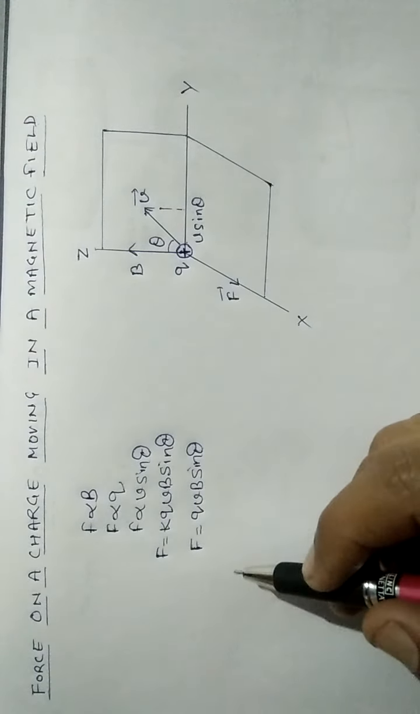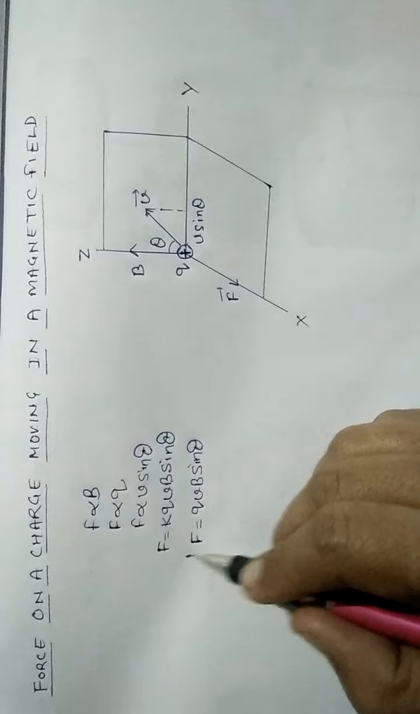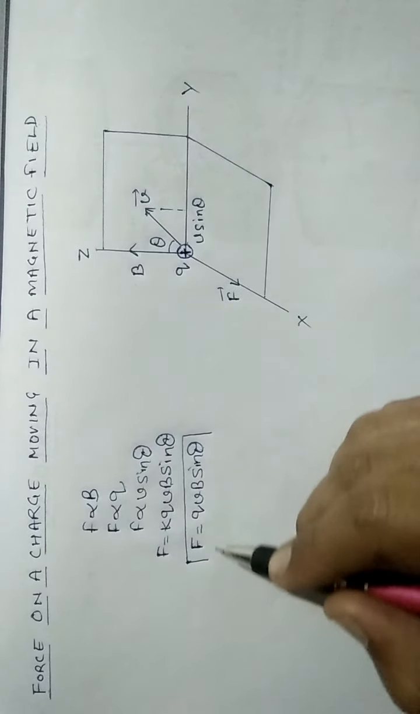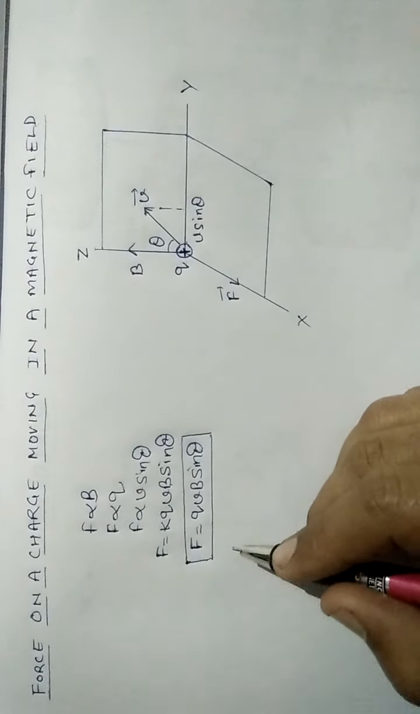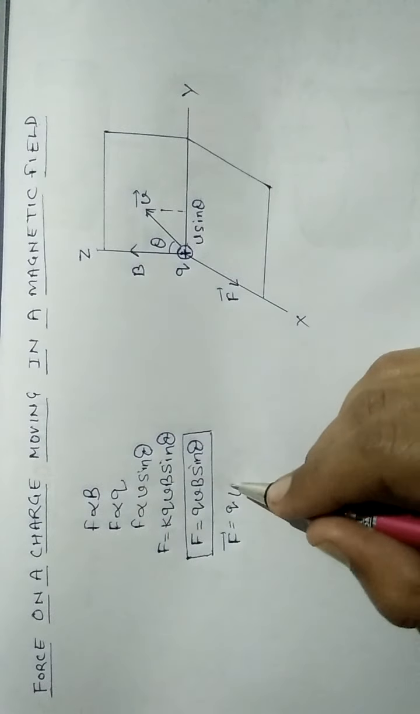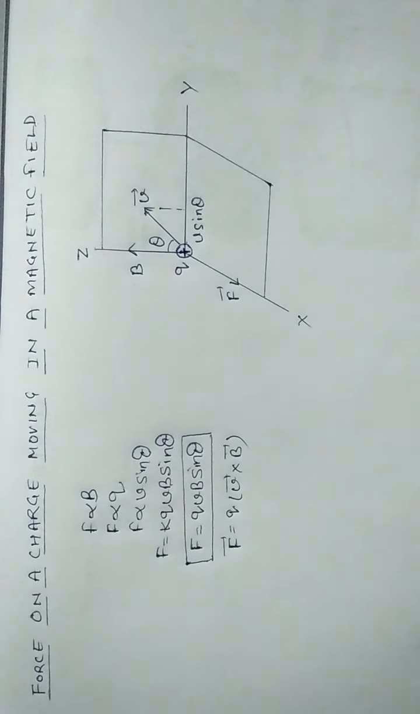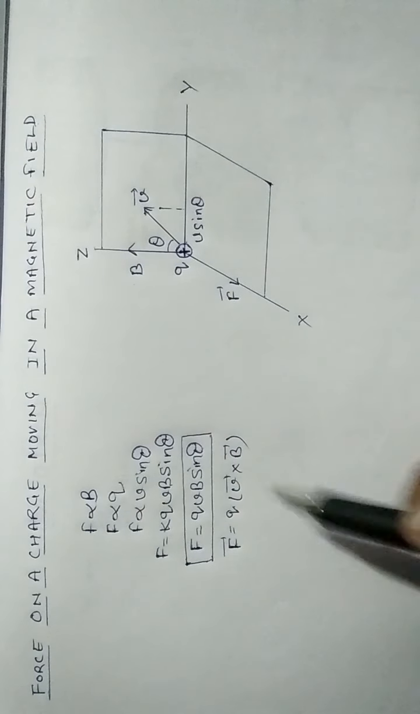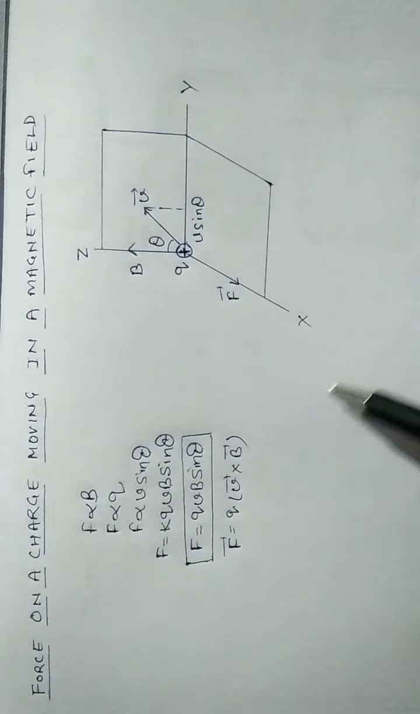The force on the charged particle moving inside a magnetic field is called magnetic Lorentz force. This force is known as magnetic Lorentz force. In vector notation, the Lorentz force on a charged particle can be written as F is equal to Q V cross B. As we know, A cross B is equal to AB sine theta into n cap. In a similar manner, we can write QVB sine theta as F is equal to QV cross B.